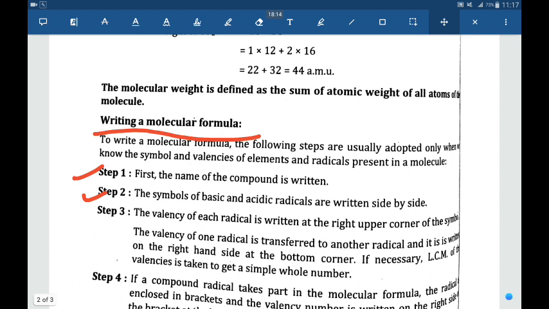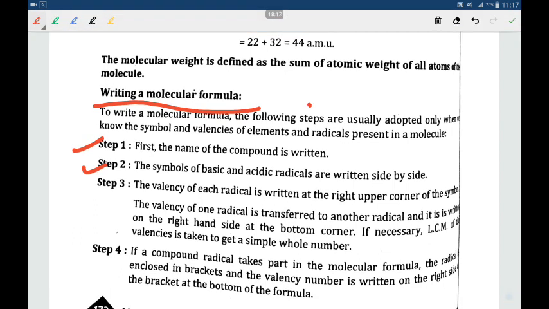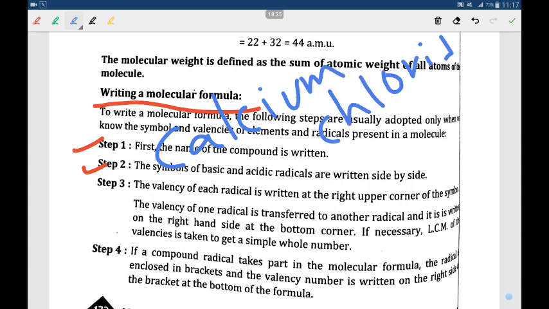Dear students, let's write the molecular formula of which one? Calcium chloride. Okay, calcium chloride. To write the molecular formula, first I write here Ca, calcium, and chlorine, Cl. Now students, what is the valency of calcium? It is right here. 2, chlorine 1.